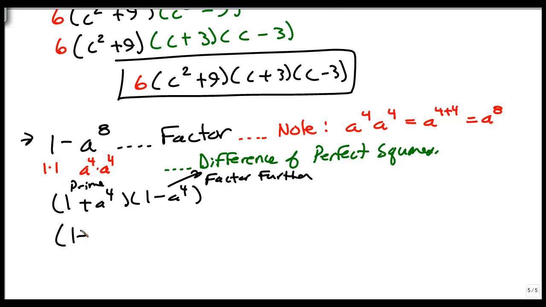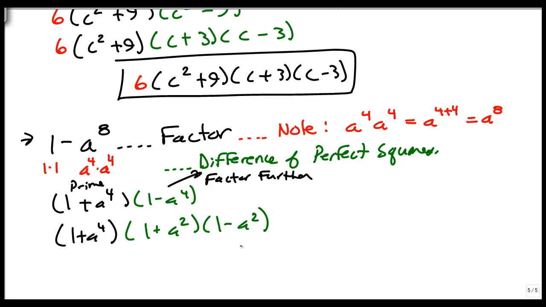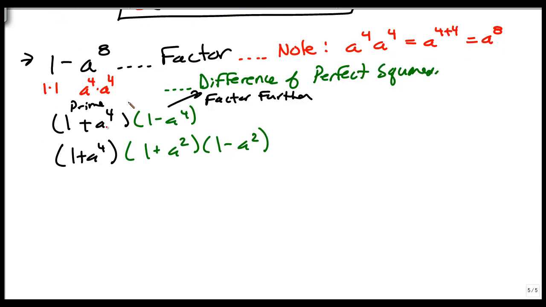So I have this 1 plus a to the 4th. Oh, I forgot to do my colors again on this. This is 1 minus a to the 4th. This is going to factor into 1 plus a squared, 1 minus a squared. And that's because a squared times a squared is a to the 4th. Now I note this one is prime. This second term is also prime. 1 minus a to the 4th split here.